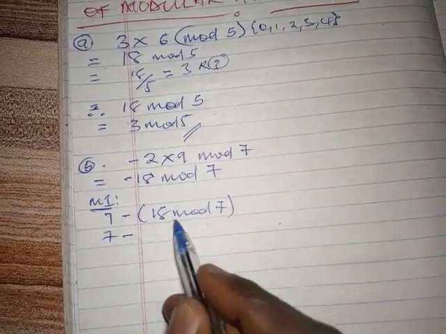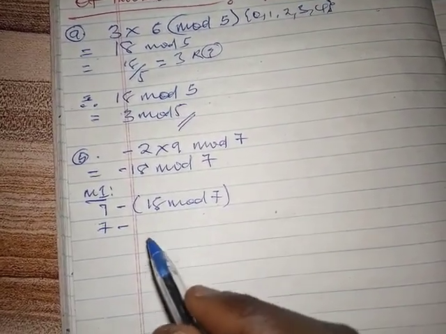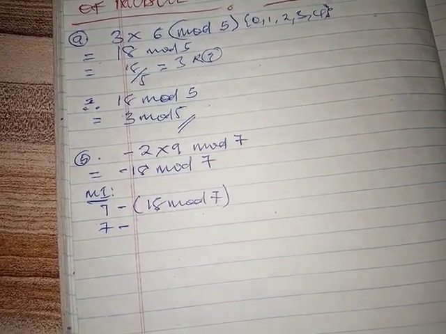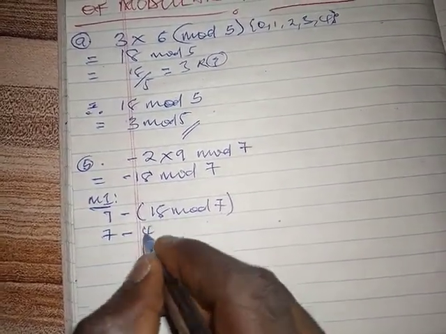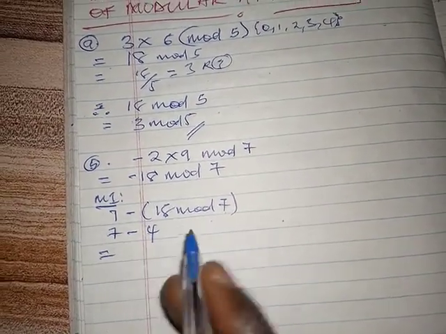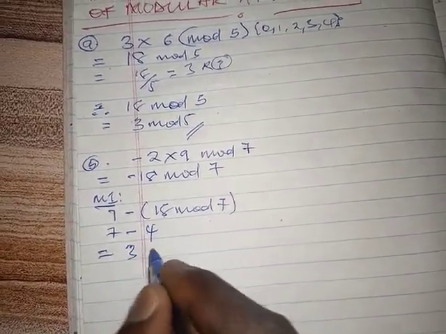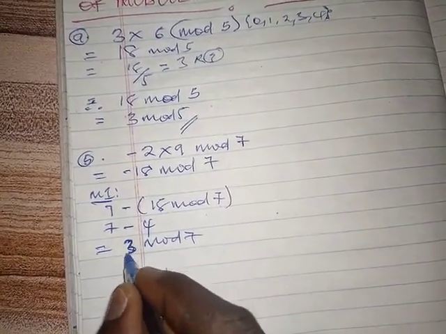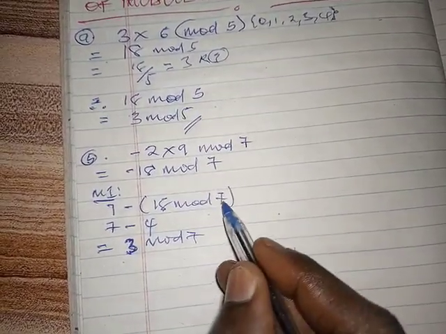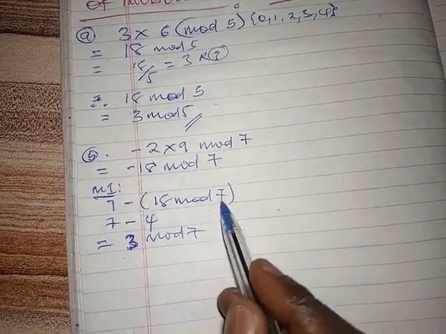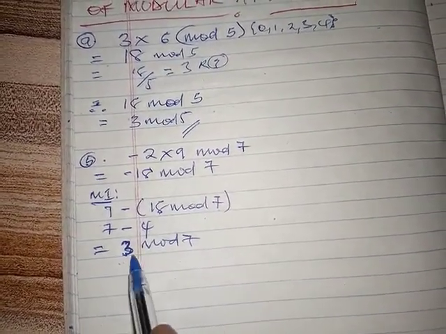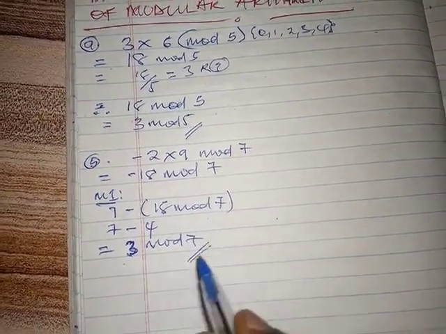18 mod 7: 7 goes into 18 two times, 7 times 2 is 14, so 2 remainder 4. So 7 minus 4 is 3 mod 7. And indeed 3 lies within the modular values here. Mod 7 is 0, 1, 2, 3, 4, 5, 6, where 3 is inside mod 7.